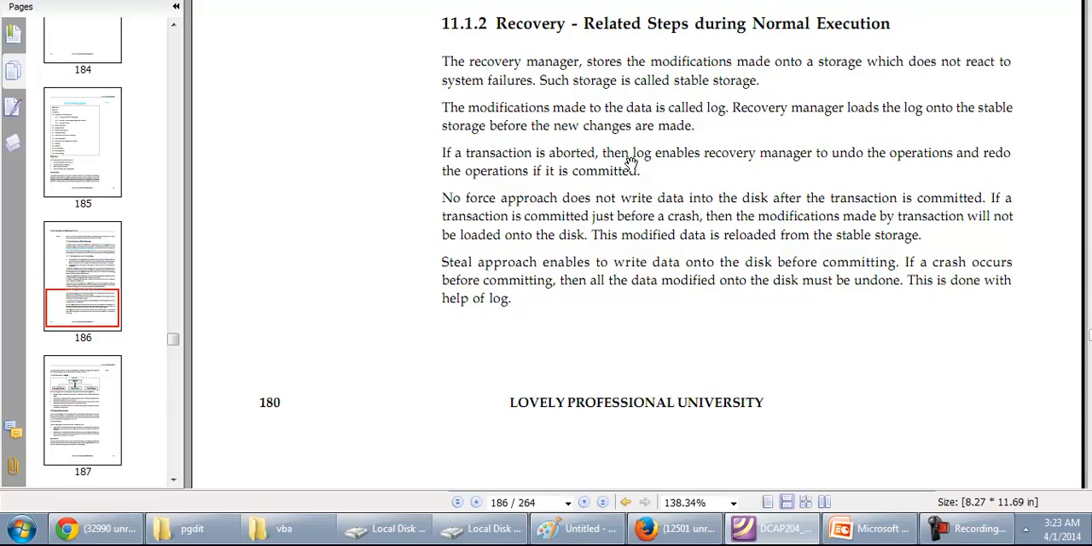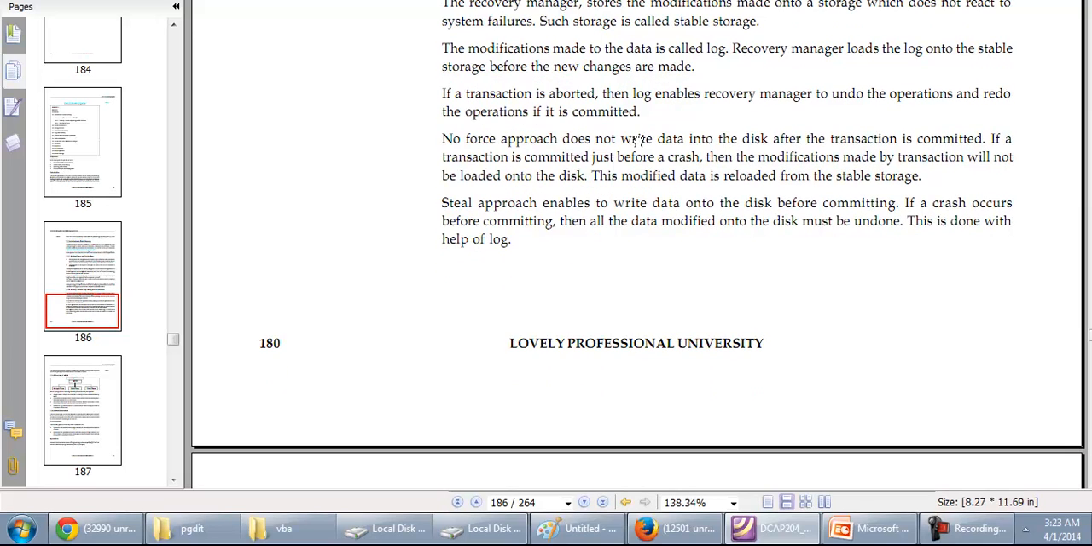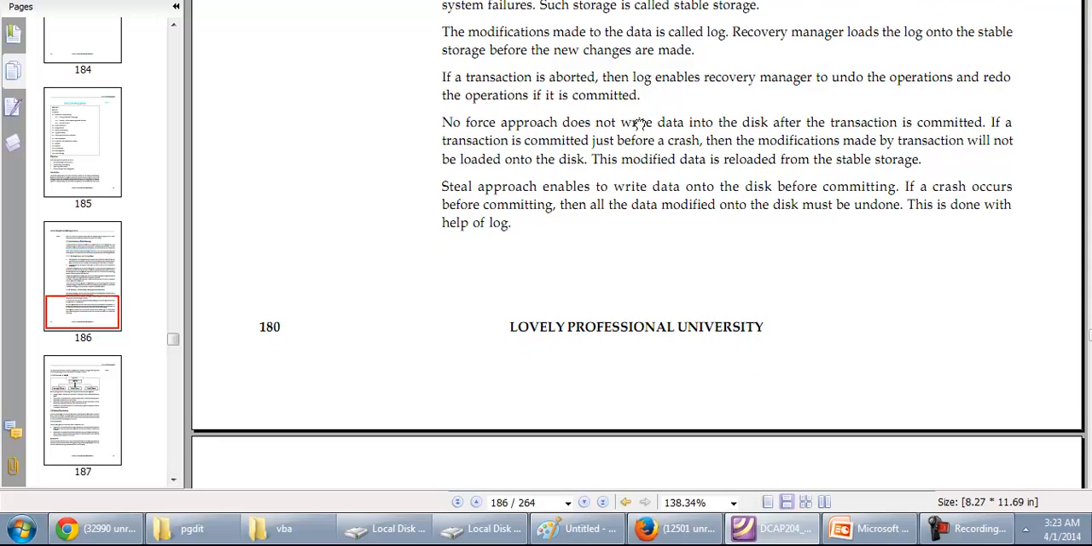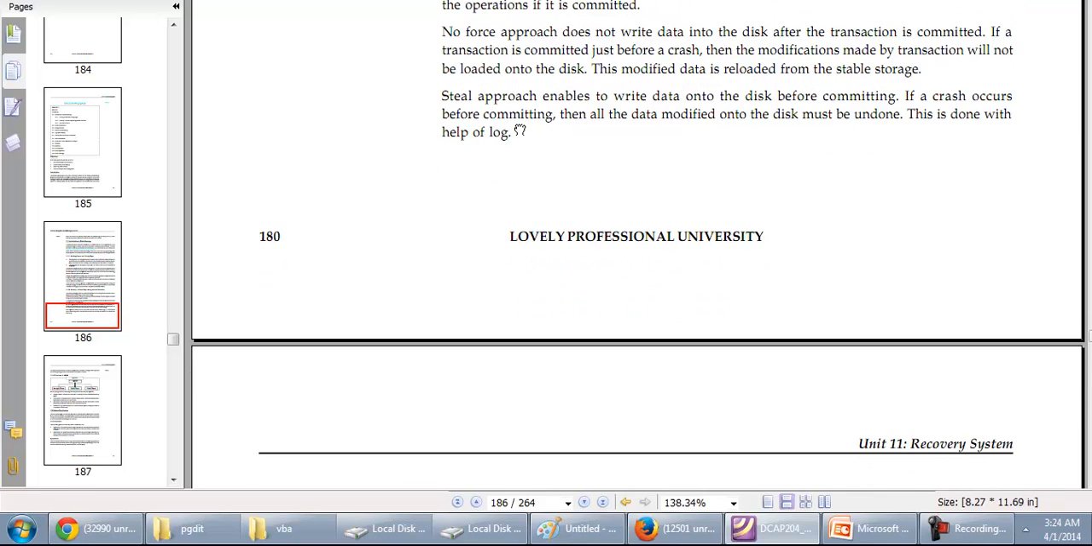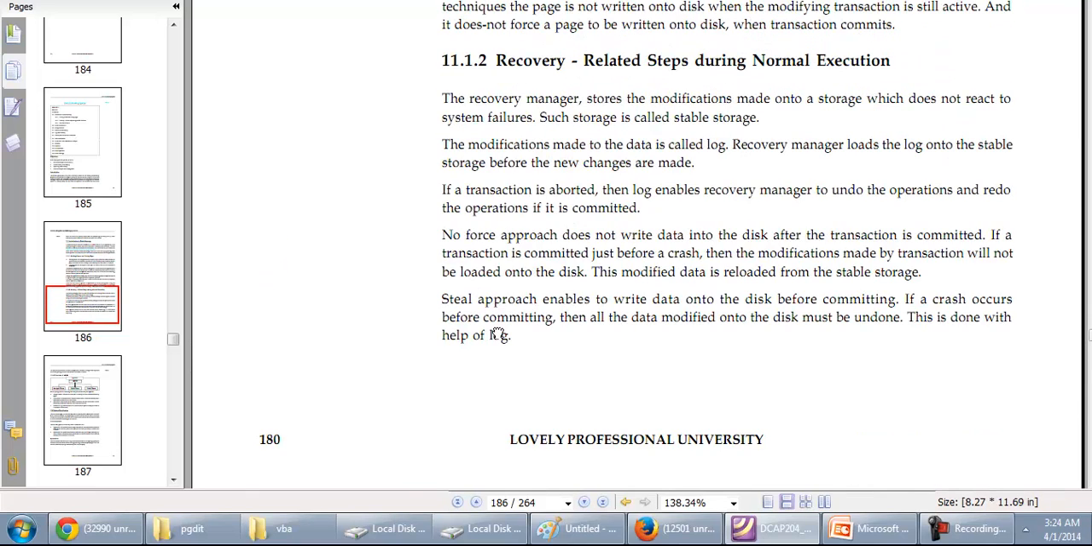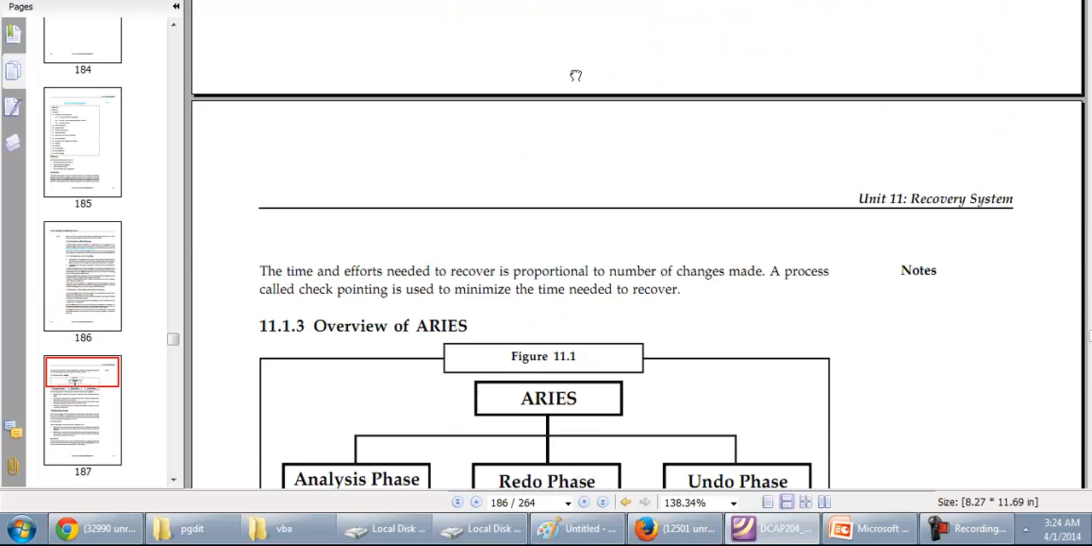The recovery manager stores the modifications made into storage which does not react to system failure. Such storage is called stable storage. The record of modifications made to data is called the log. The recovery manager holds the log on stable storage. And if the transaction is aborted, the log enables the recovery manager to undo the operation, and redo the operation if it is committed. With no force approach, we write the data into this. So this is the normal execution.